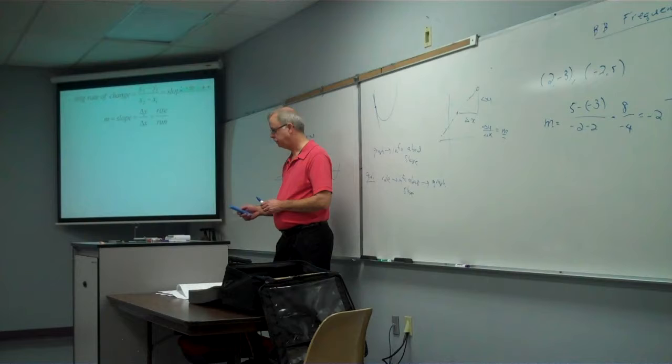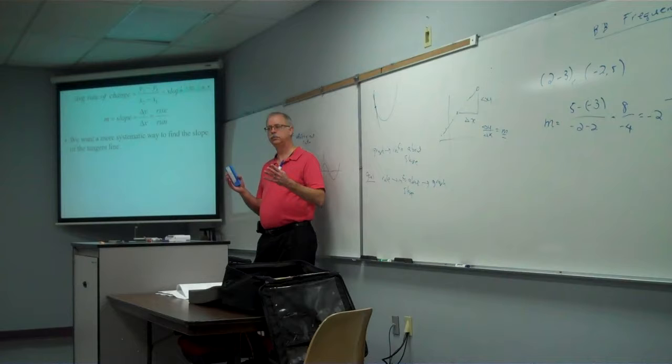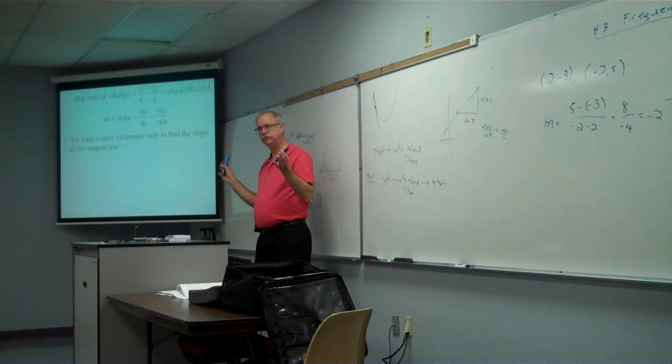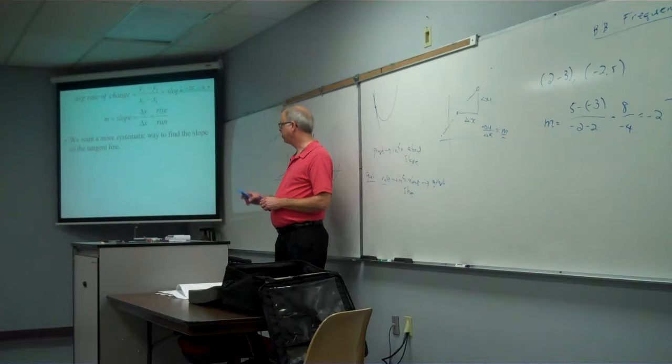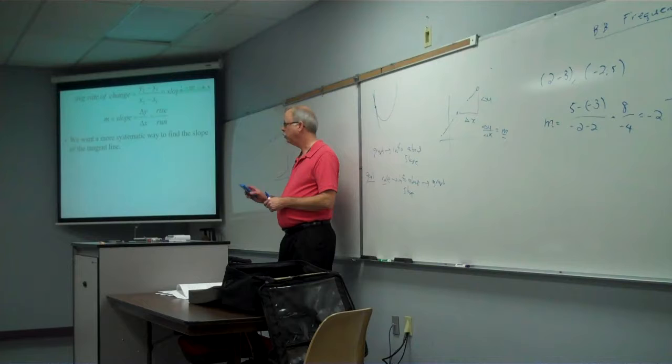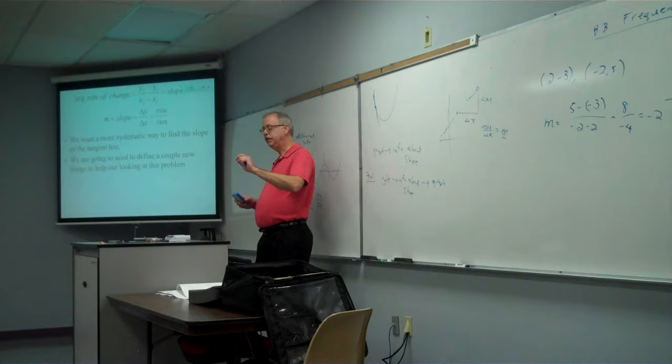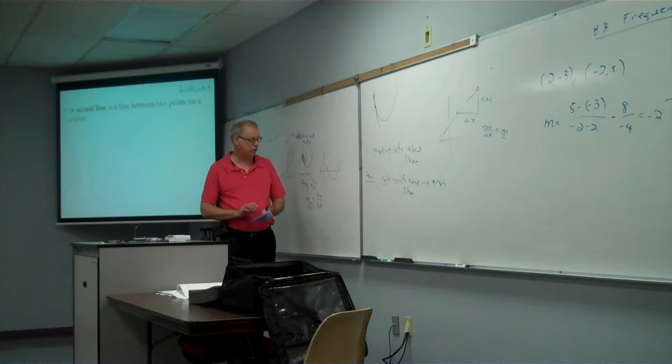We certainly need a more systematic way to find the slope. Certainly, if we're going to start with the rule, eyeballing the graph is off the table. We don't have the graph. That's kind of the point. If we just have the rule, we can't really eyeball the graph. Even if we have the graph, eyeballing it isn't very accurate. We want to come up with a more accurate and systematic way to find the slope. Well, to do that, we're going to need to define a couple new things. The first thing we need to define is this idea of the secant line.